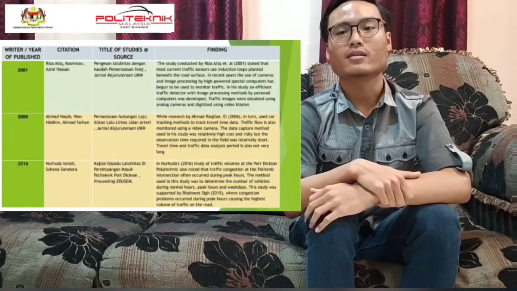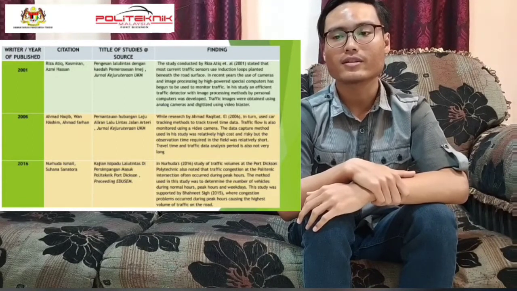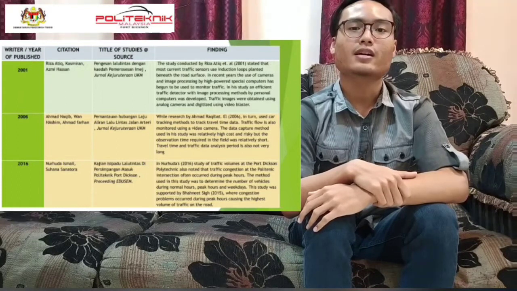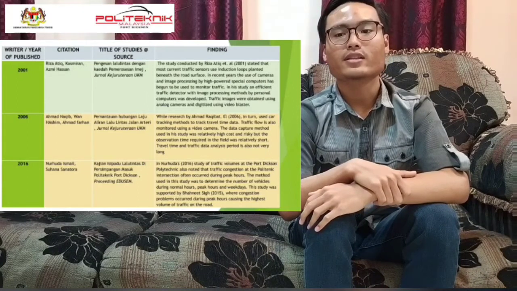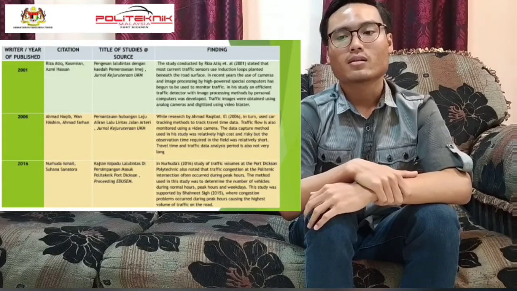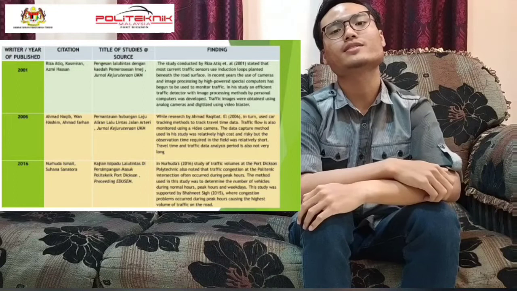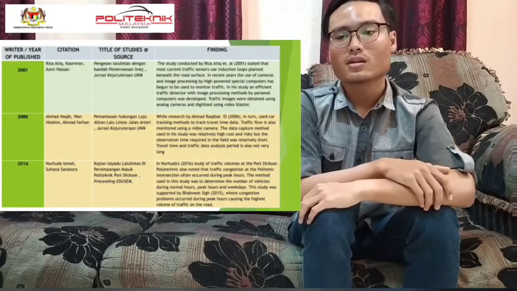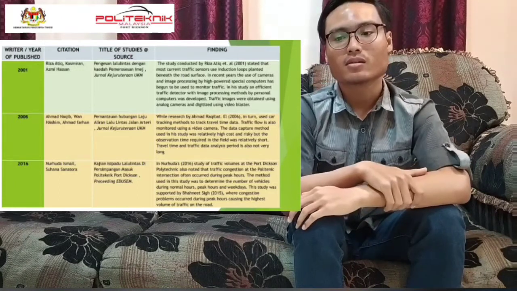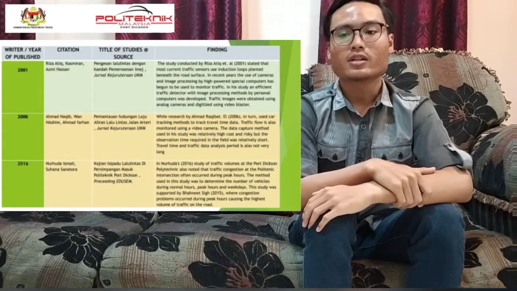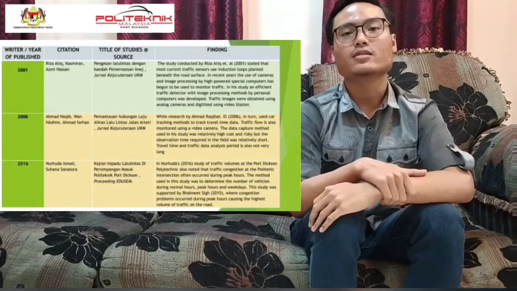The next one is Pemantauan Hubungan Laju, Aliran Lalu Lintas dan Lalu Lintas Jalan Arteri, also from Jurnal Kejuruteraan UKM, written by Ahmad Nakib, Wan Hashim, and Ahmad Fahan, published in 2006. The next one is Kajian Isipadu Lalu Lintas di Persimpangan Masuk Politeknik Polisen, written by Nuda Ismail and Suhana Sana Tora, published in 2006.